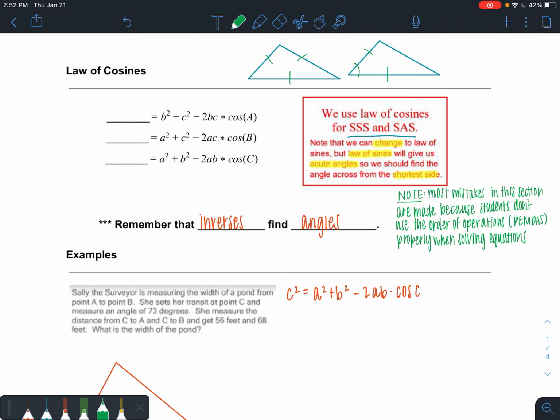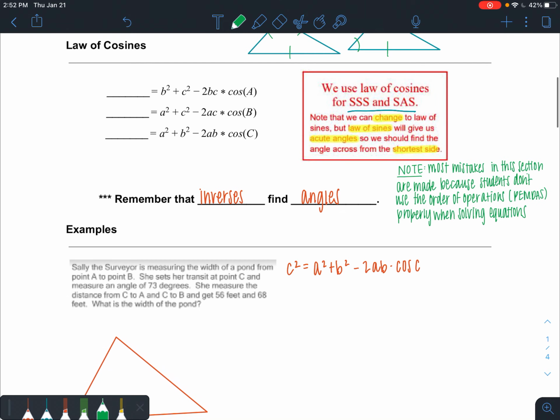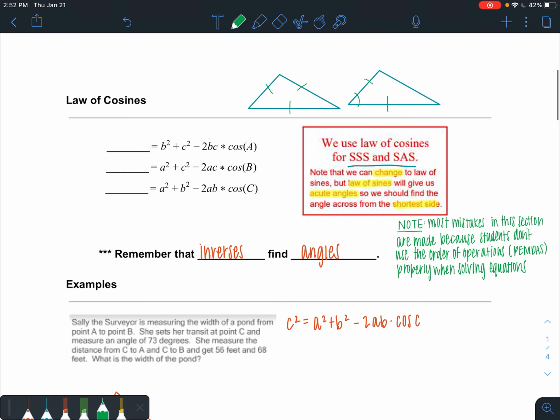So we can change them to law of sines. However, the law of sines will give acute angles, so you always have to find the angle across from the shortest side. So I really like the law of cosines.